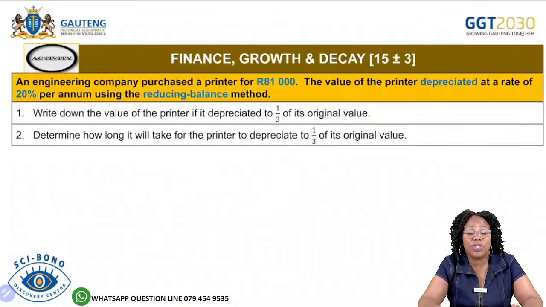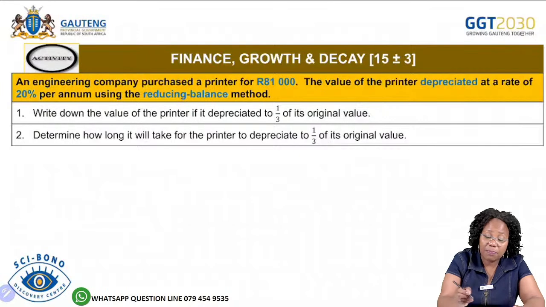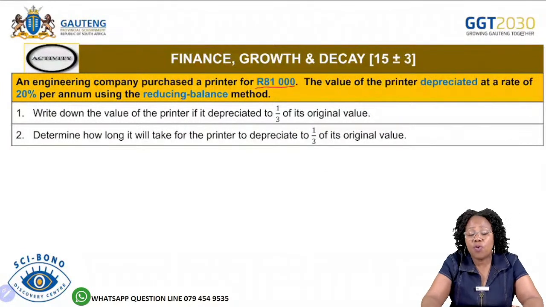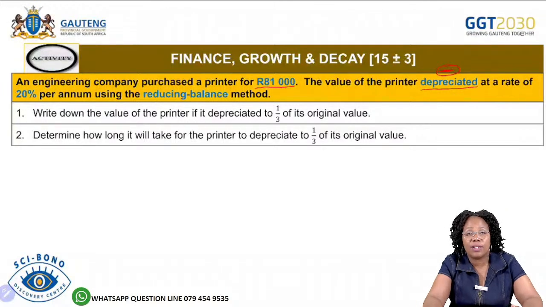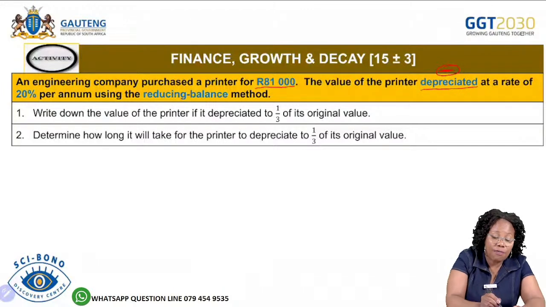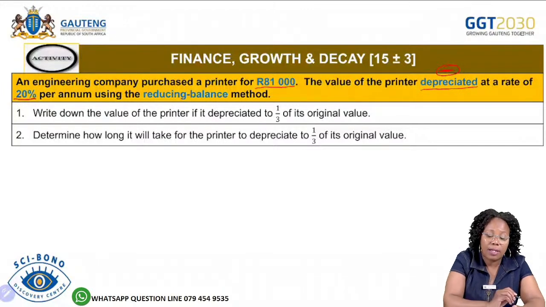Okay, the next question. An engineering company purchased a printer, and this printer cost 81,000, and then the value of the printer depreciated. Can you see now? Depreciation means we are expecting a formula that is minus. Those are the keywords, grade 12, that you must target. At the rate of 20% per annum using reducing balance.